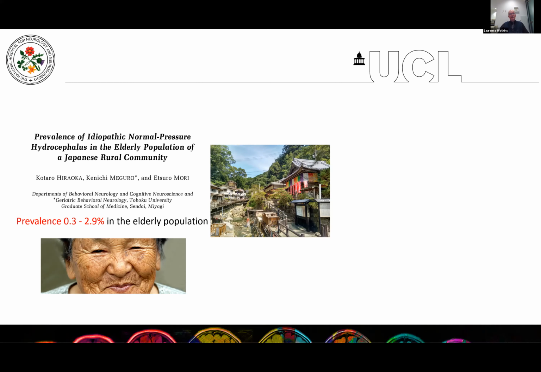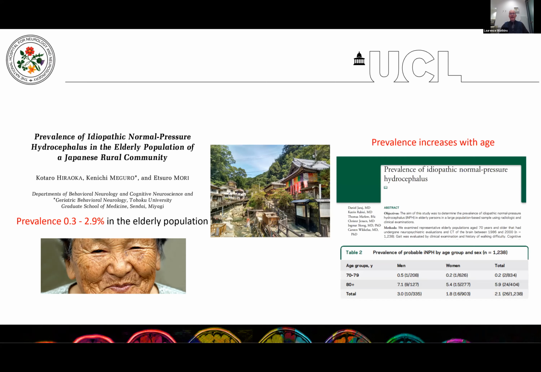So, having recognized that there is a potential for improving people, how common a problem is this? Well, there are some studies that have been done mainly in Japan and Scandinavia. Most of them come up with a prevalence in the population, if you look at a particular geographic area and then screen all of your over 65s, of somewhere between 0.3 and 3% of the population having it. So it's not rare, it's a fairly common condition.